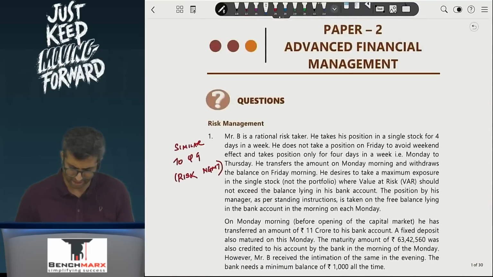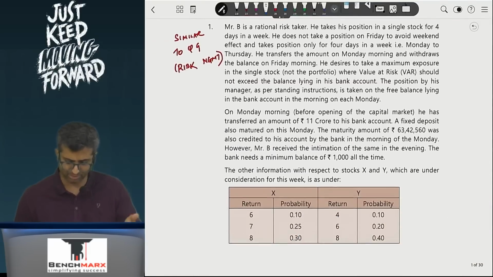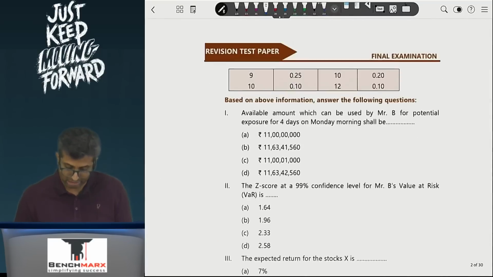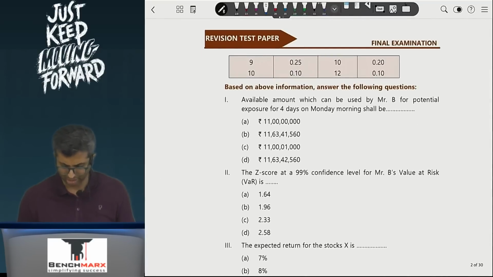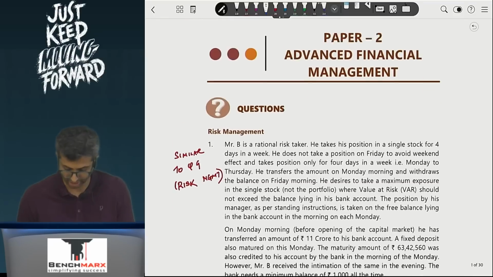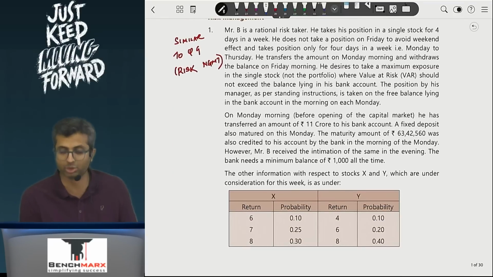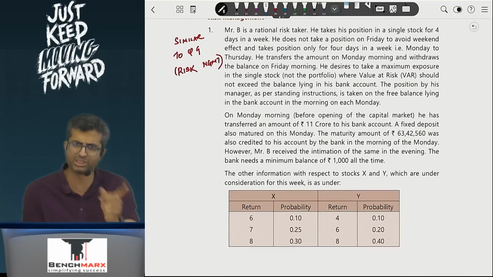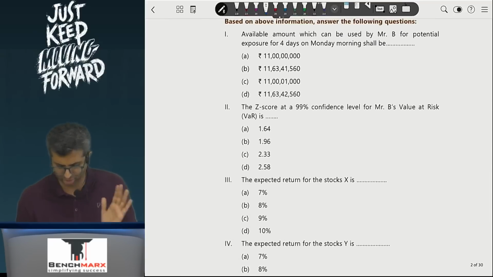If I just quickly review the other questions, the first is a case study based MCQ where you have to find VAR, value at risk. It's exactly the same. If you have not done this, you will have to review this. Even if you go to our value at risk video, which is there on risk management revision, the same question is solved. It is not an MCQ, but the exact same question is solved, and based on that, all the 4 MCQs will be tackled.